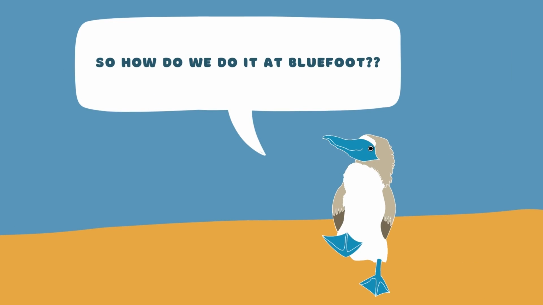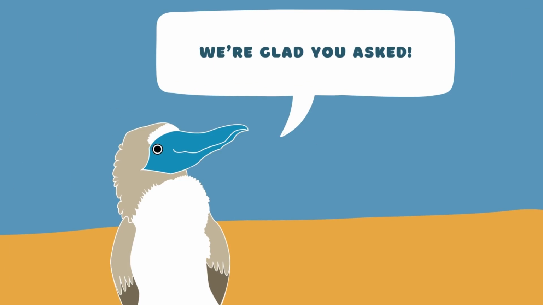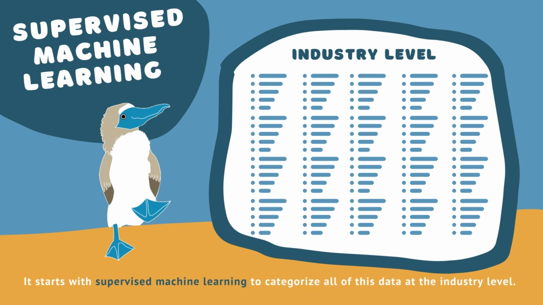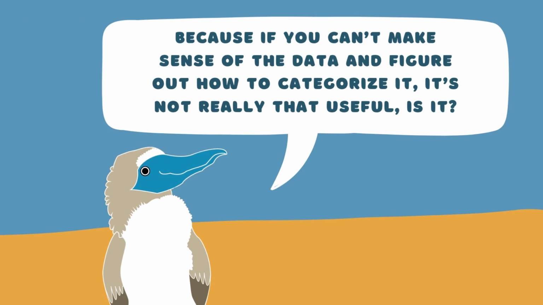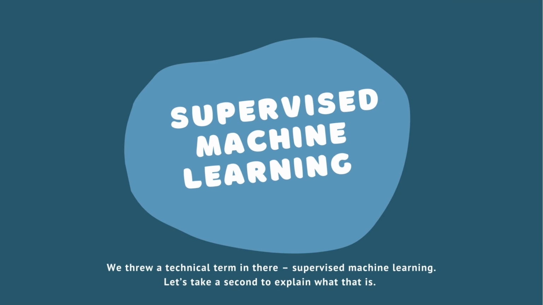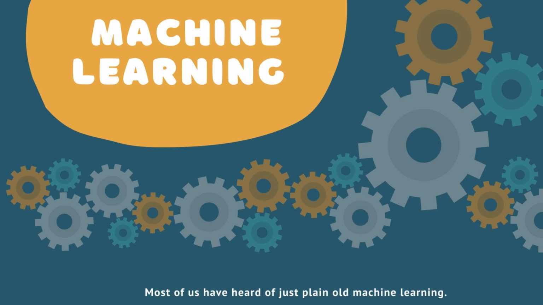So how do we do it at BlueFoot? We're glad you asked. It starts with supervised machine learning to categorize all of this data at the industry level. Because if you can't make sense of the data and figure out how to categorize it, it's not really that useful, is it? We threw a technical term in there, supervised machine learning. Let's take a second to explain what that is.